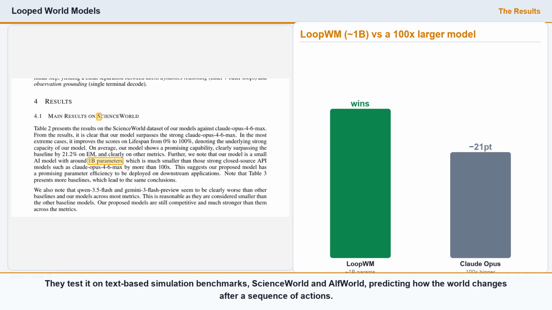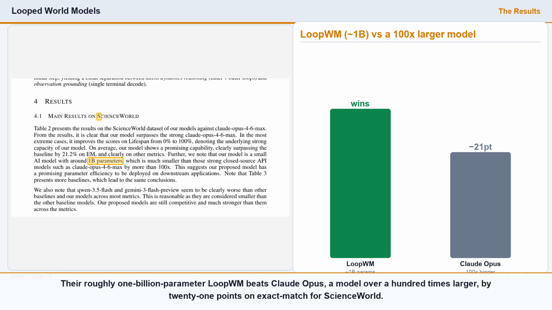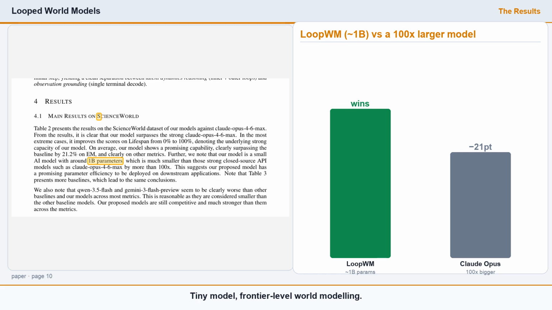They tested on text-based simulation benchmarks, Science World and Alf World, predicting how the world changes after a sequence of actions. Their roughly 1 billion parameter Loop WM beats Claude Opus, a model over 100 times larger, by 21 points on exact match for Science World. Tiny model, frontier-level world modeling.